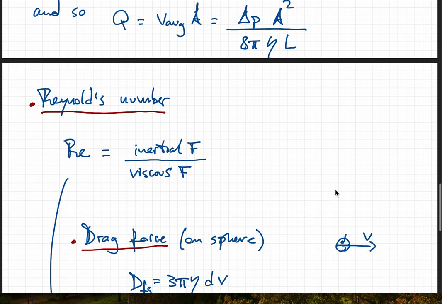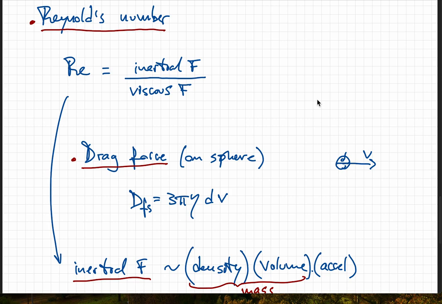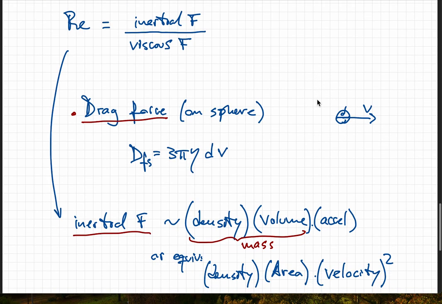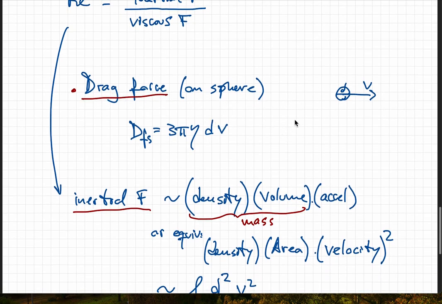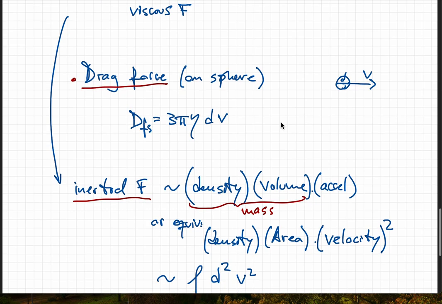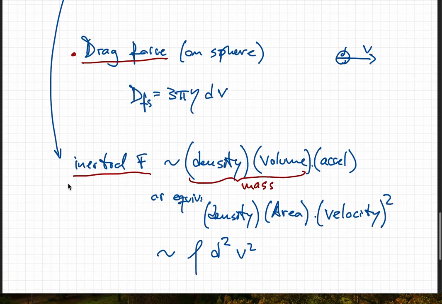Another quantity that's important is the Reynolds number. We'll talk about that as well. Reynolds number is basically a ratio of inertial forces to viscous forces, and we'll see an example of a viscous force given by the drag force on a sphere that's trying to move through a fluid with some speed V. It's given by this formula. That's the drag force. We'll talk about that, and we'll talk about inertial forces as well.